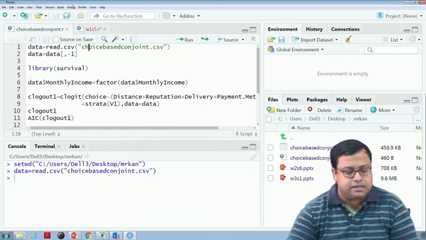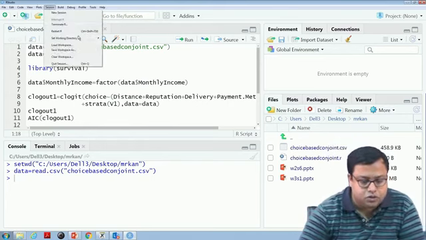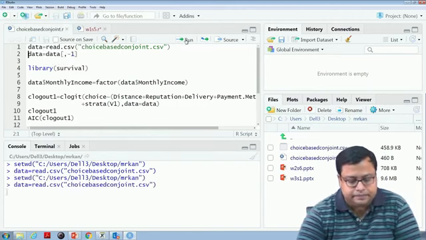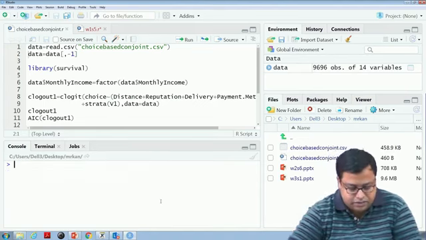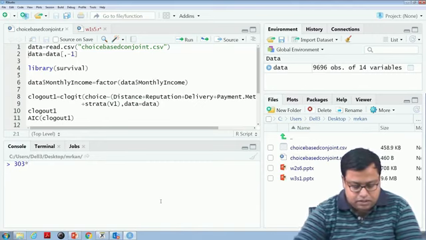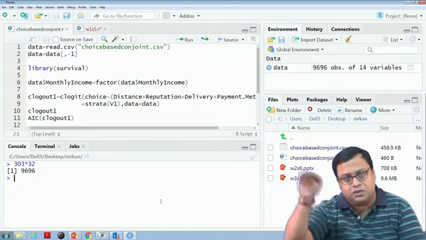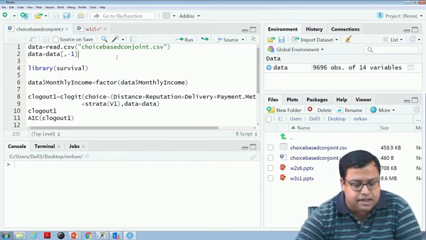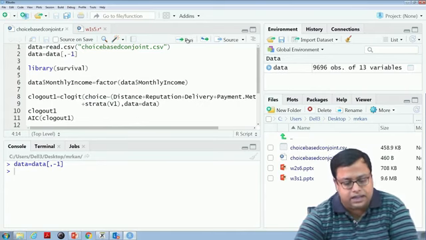So, the first job is to set the working directory to source file location and then read the data. The data has 9696 observations, which is nothing but 303 into 32 basically. Each guy has 32 rows. Now, I am removing the first column, serial number I do not need, so I am removing that. Then there is a library called survival, I am calling that library.